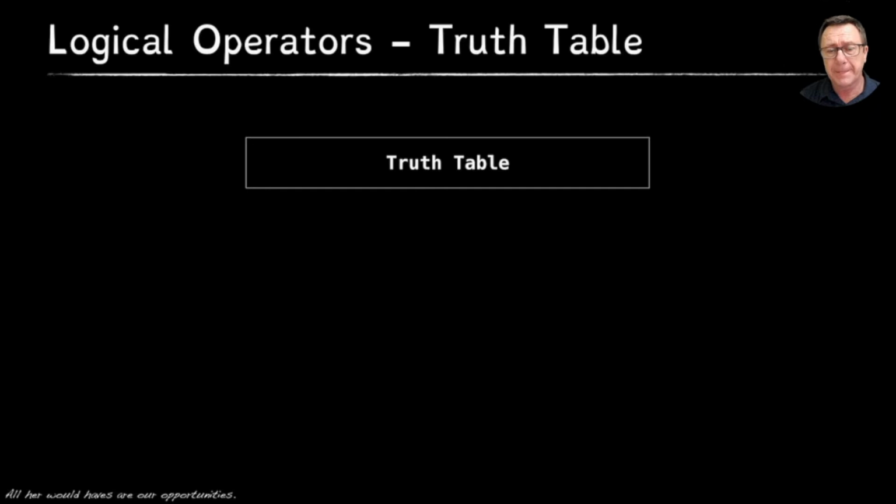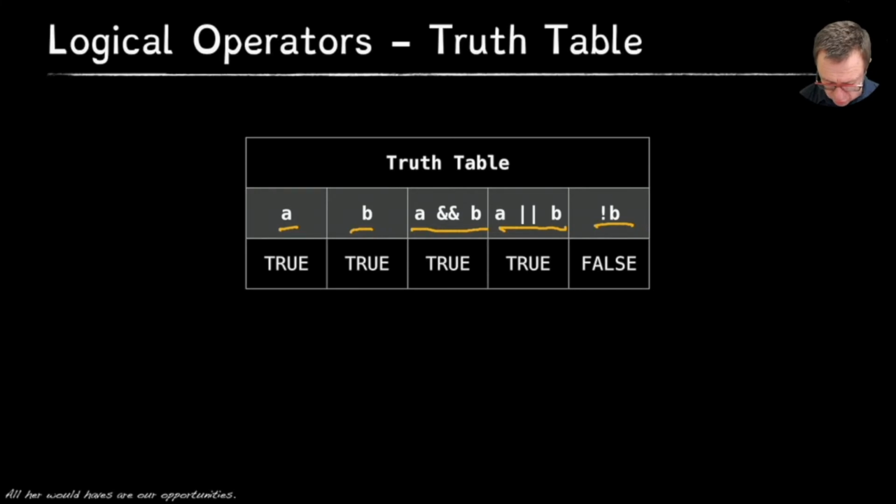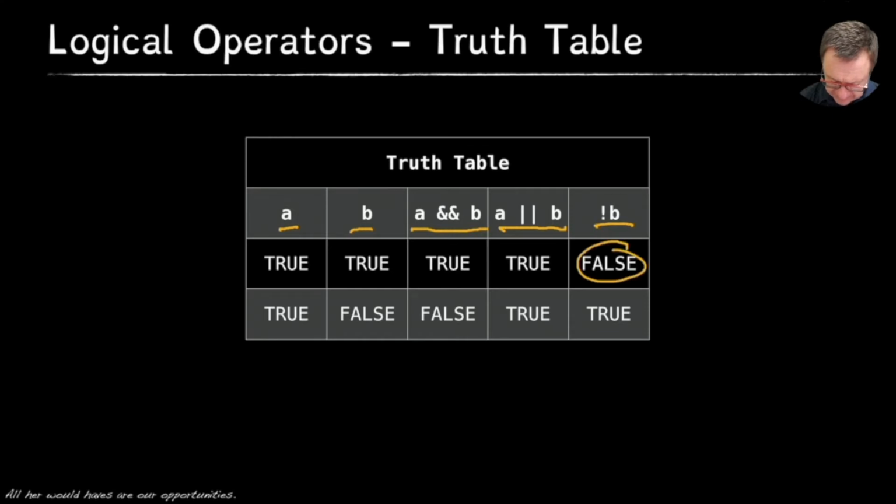A truth table. Let's have a look at a truth table. A, B, A and B, A or B, not B. All right, true, true, true, true, true, false. If you're wondering how we get false there, it's the opposite of that. So if we say A is true and B is false, A and B will evaluate to false. Remember, both must be true. A or B, well, one or the other is true, so it's true. Not B, well, B is false, so that means it's true.